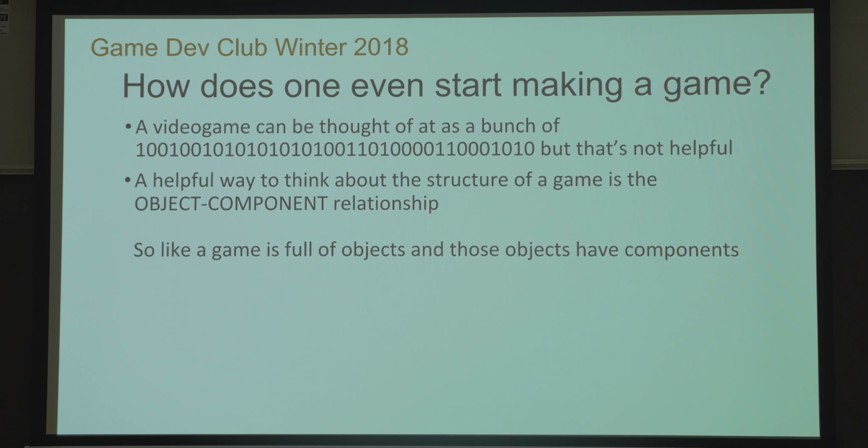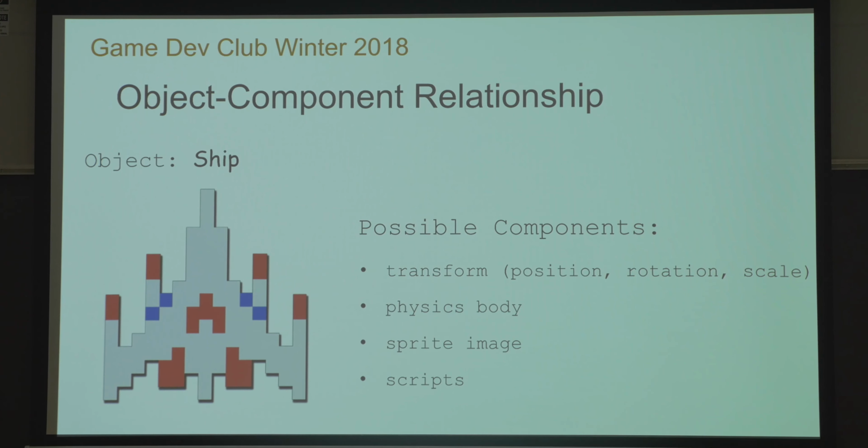Okay, so how does one even start thinking about making a game? At its core, games are a bunch of ones and zeros, but that's not helpful. The way that Unity structures itself is this idea of an object-component relationship, and this is very crucial to how the Unity editor works. On the high level, the idea is that games are full of objects, and objects are made up of components. So, for example, we have this ship object, right?